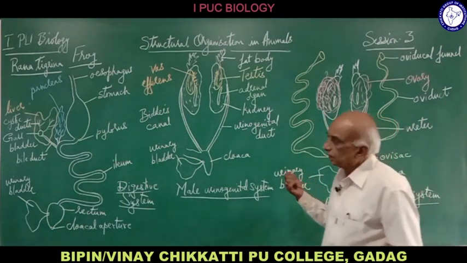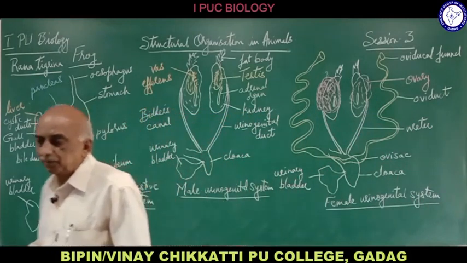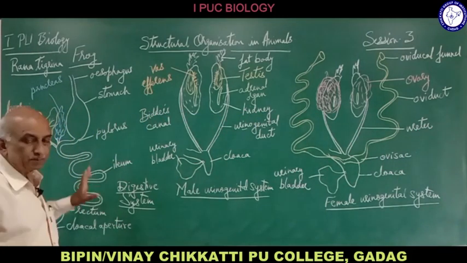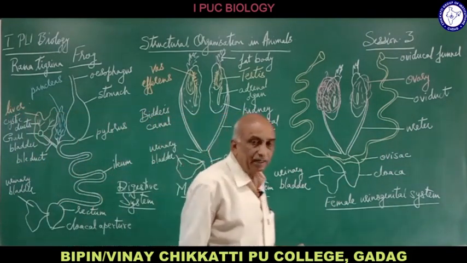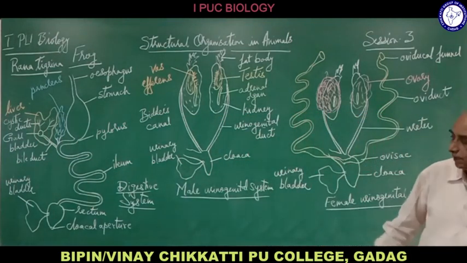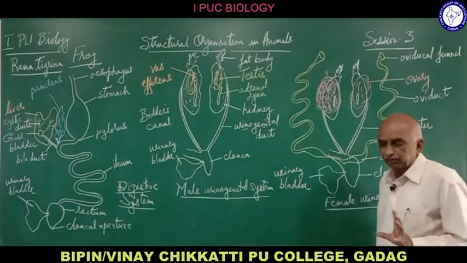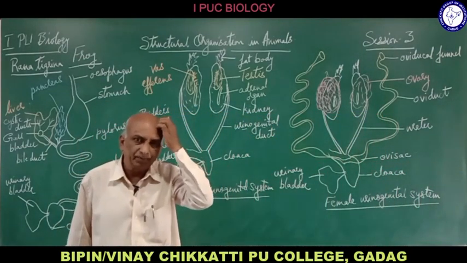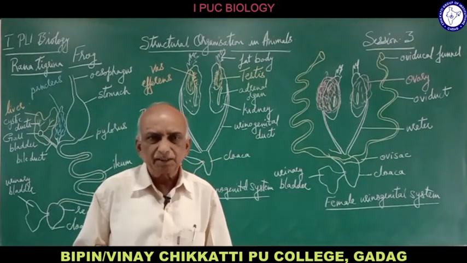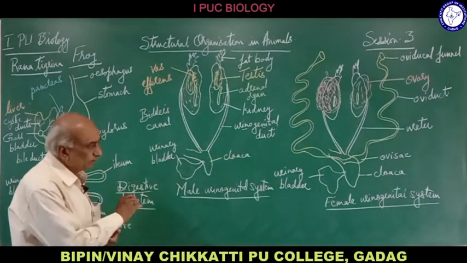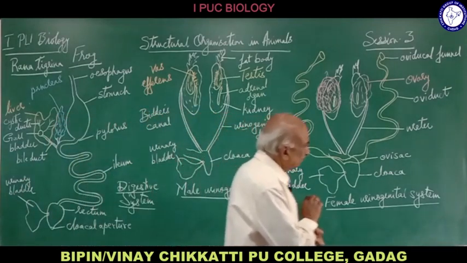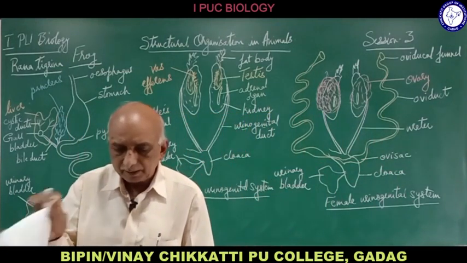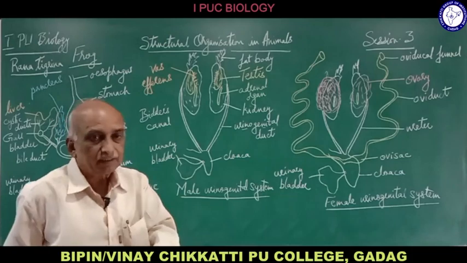In this chapter, the main diagrams which we have to be perfect in are the digestive system and the urinogenital system, that is the male and female urinogenital systems. The excretory system, nervous system and respiratory system are without diagrams, and if we just remember the information, that is enough. So this is about the life history of frog in the chapter Structural Organization in Animals.